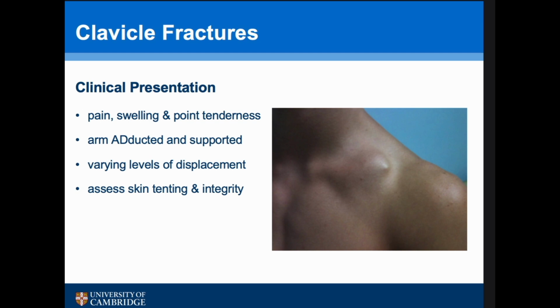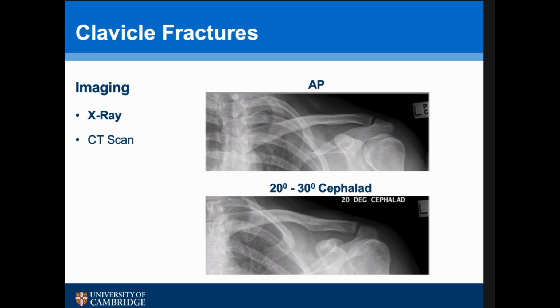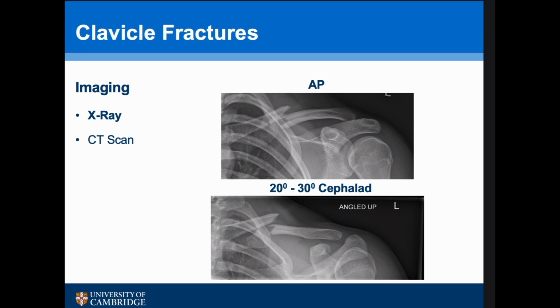With regards to imaging, the vast majority of clavicle fractures can be managed just with x-rays, and it's important to appreciate the difference between an AP view and a 20 to 30 degree cephalad view. The cephalad view gives a much better appreciation of the sigmoid curve of the clavicle, and a much truer representation of the displacement. So these are exactly the same fractures, and you can see the cephalad view shows that the fracture is more displaced and gives a better idea, particularly with regards to potential posterior displacement.